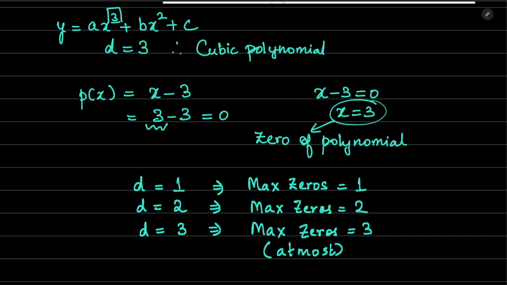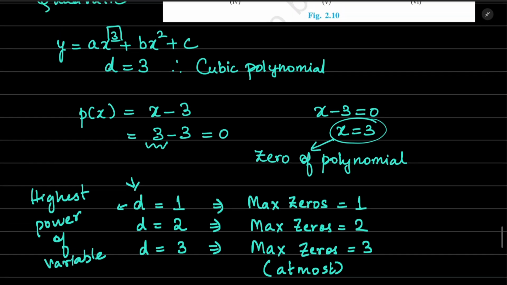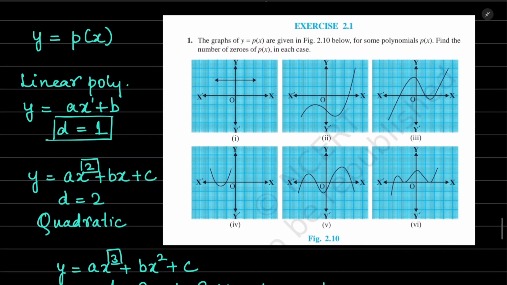Okay, so when you have a polynomial, how would you say how many maximum zeros it can contain? You can say that with respect to the degree of the polynomial. And how will you know the degree? When you correctly calculate the highest power of the variable. So degree is nothing but the highest power of the variable. And with degree you can definitely say if it is a linear, quadratic, cubic or biquadratic polynomial, and how many maximum zeros it can contain. Okay, so this is the prerequisite in order to do this question.